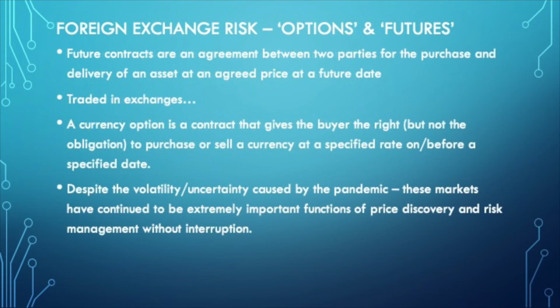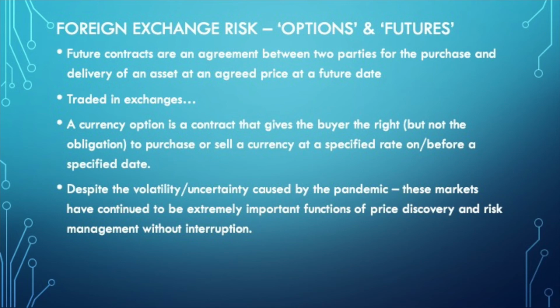Futures contracts are an agreement between two parties for the purchase and delivery of an asset at an agreed price at a future date. They are traded in exchanges and are for standardised amounts and have standardised maturity dates. A currency option, also known as a forex option, is a contract that gives the buyer the right, but not the obligation, to buy or sell a certain currency at a specified exchange rate on or before a specified date.